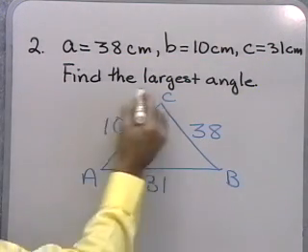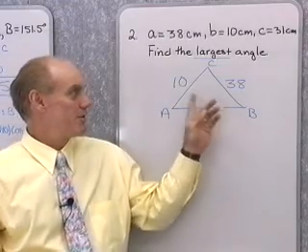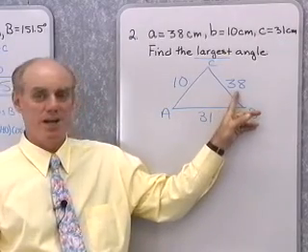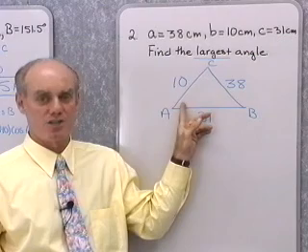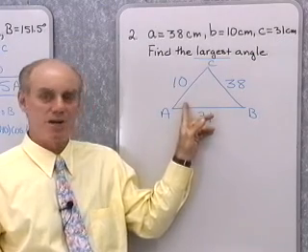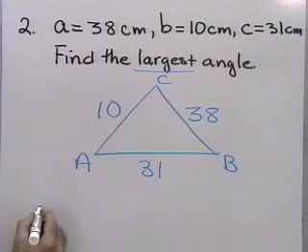Now the instructions are find the largest angle in this triangle. Well, here I have 3 sides, 10, 31, and 38. Now the largest angle in this triangle is going to be opposite the longest side. So the largest angle in this triangle is going to be angle A. So I use the law of cosines this way.